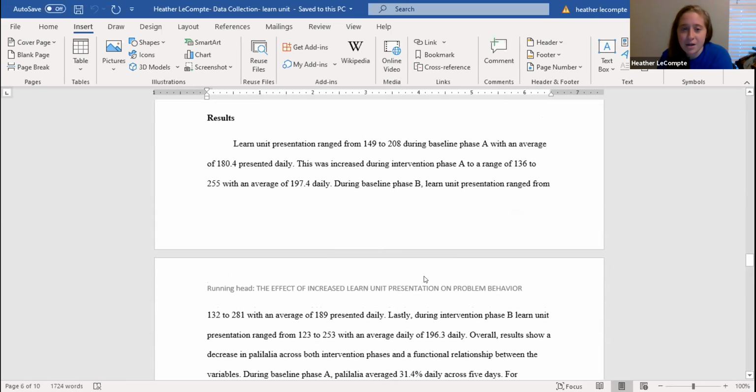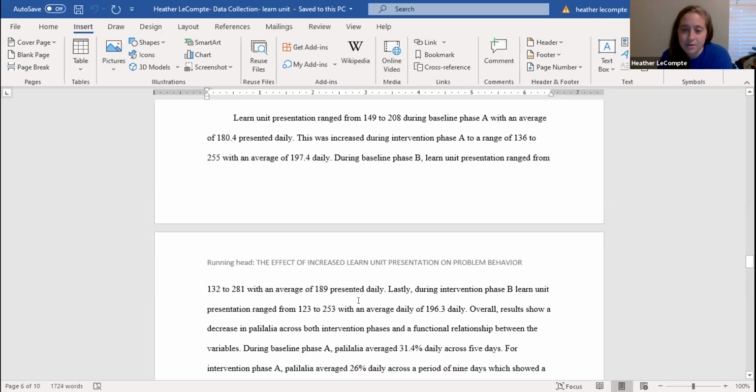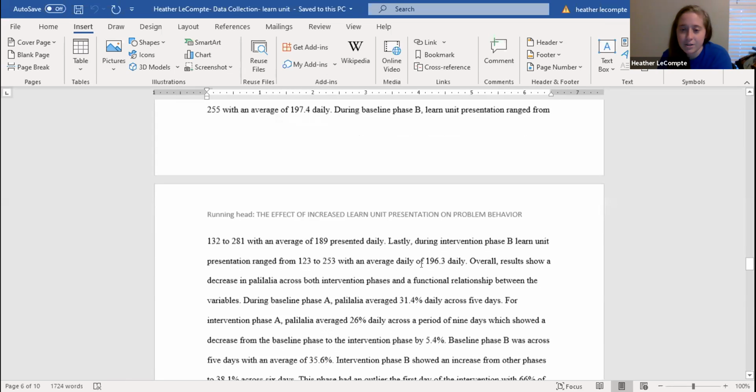I put the range and then I put the average presented daily. So in baseline phase A, across 5 days, he averaged 180.4 presented daily. And then in intervention phase A, he went up to 197. And then baseline phase B, it was back down to 189. And then intervention phase B, it was up to 196. So about 15, I guess you can say, more a day average.